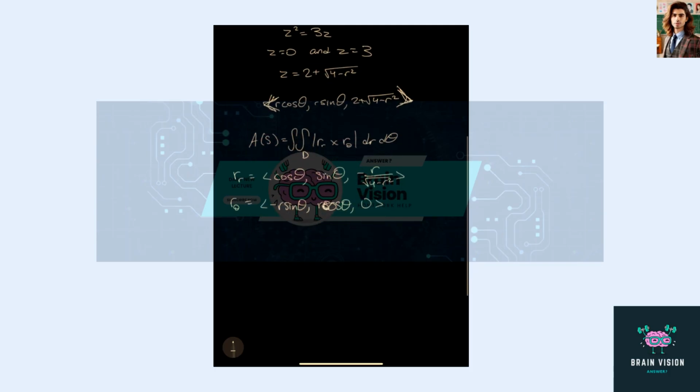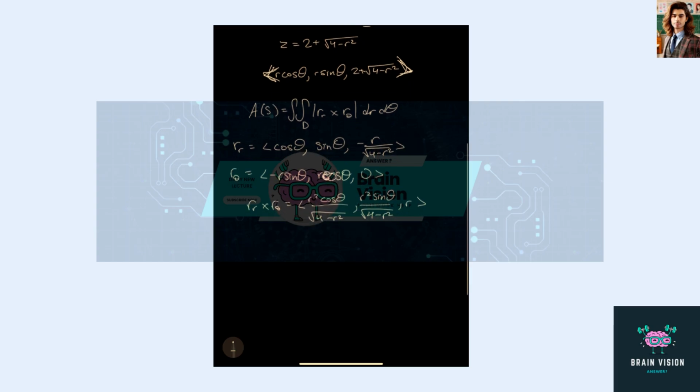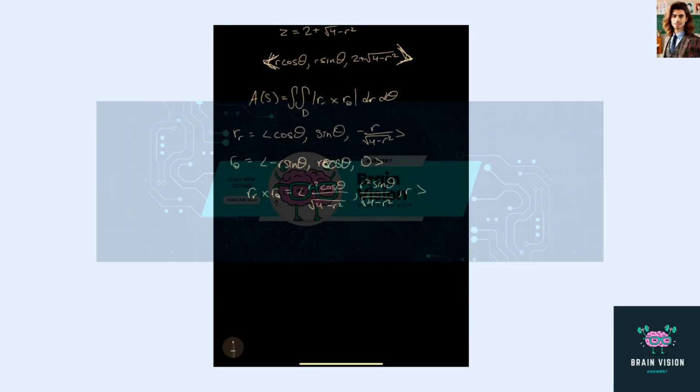When we cross these, we end up getting r squared cosine theta over the square root of 4 minus r squared, r squared sine theta over the square root of 4 minus r squared, r. Then we take the magnitude of that. This simplifies a little nicer for us, and we end up getting 2r over the square root of 4 minus r squared.